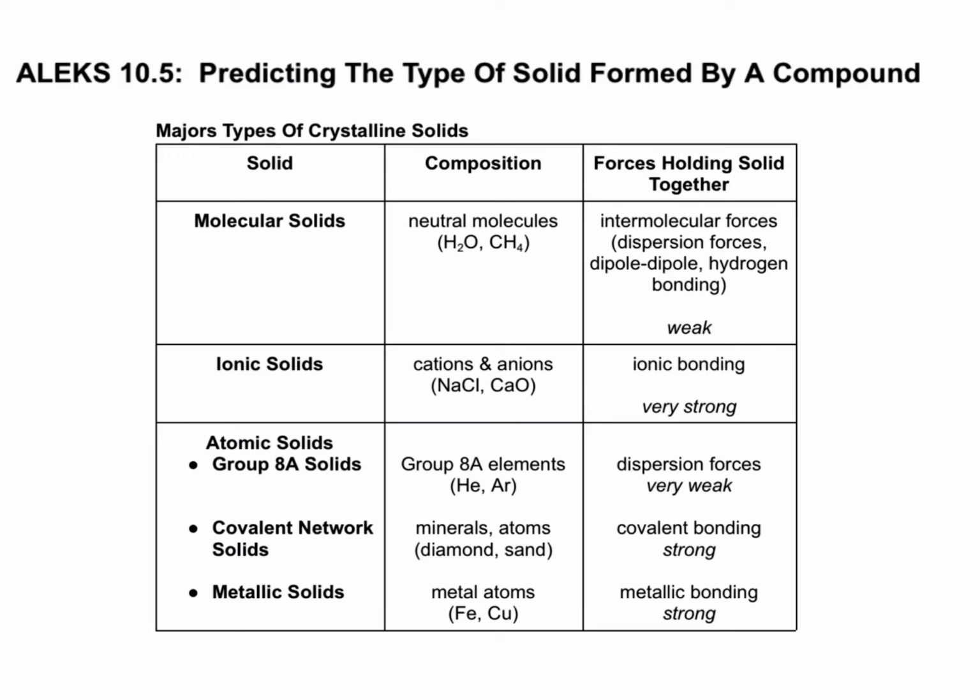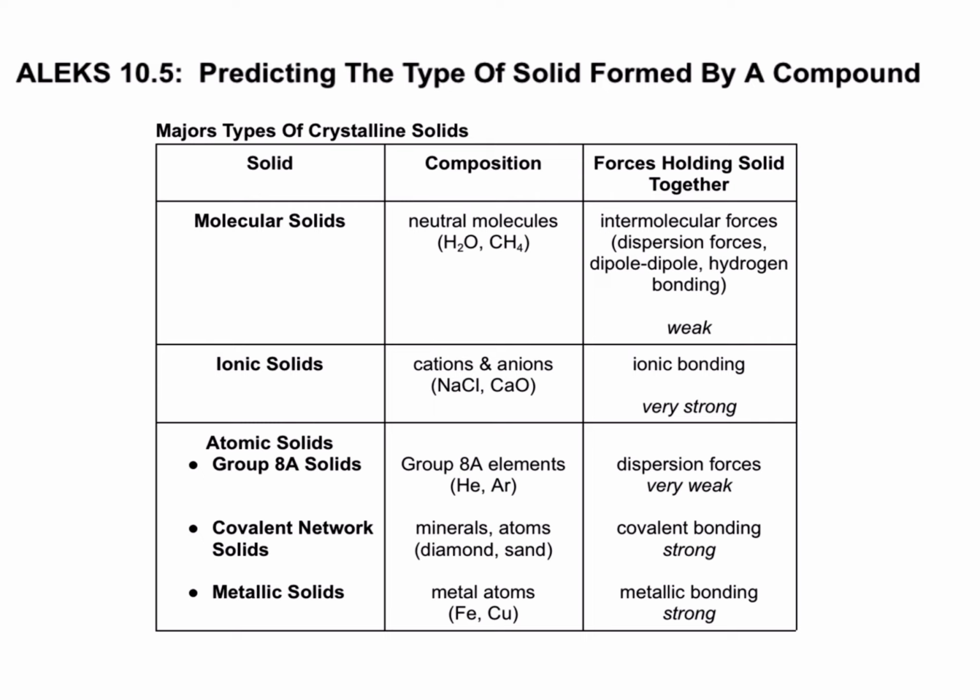We're going to work on an ALEKS problem that deals with predicting the type of solid formed by a compound. Now, ALEKS has listed three major types of crystalline solids, and the first type is called molecular solids, and these solids are made up of neutral molecules such as H2O and CH4. These solids are held together by intermolecular forces, and we have to remember that there are three types of intermolecular forces: dispersion forces, dipole-dipole forces, and hydrogen bonding forces. And these forces are considered to be weak forces.